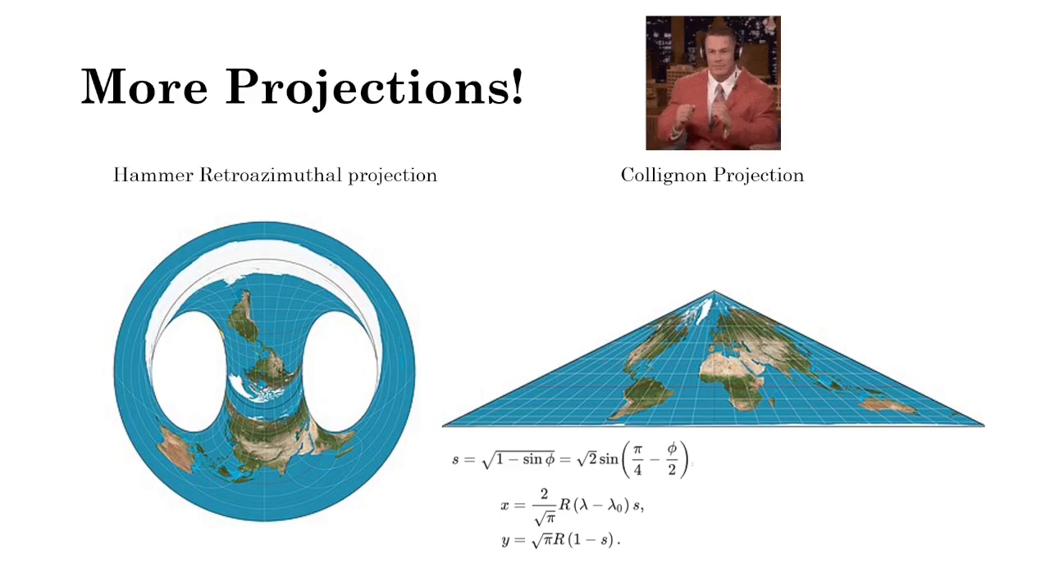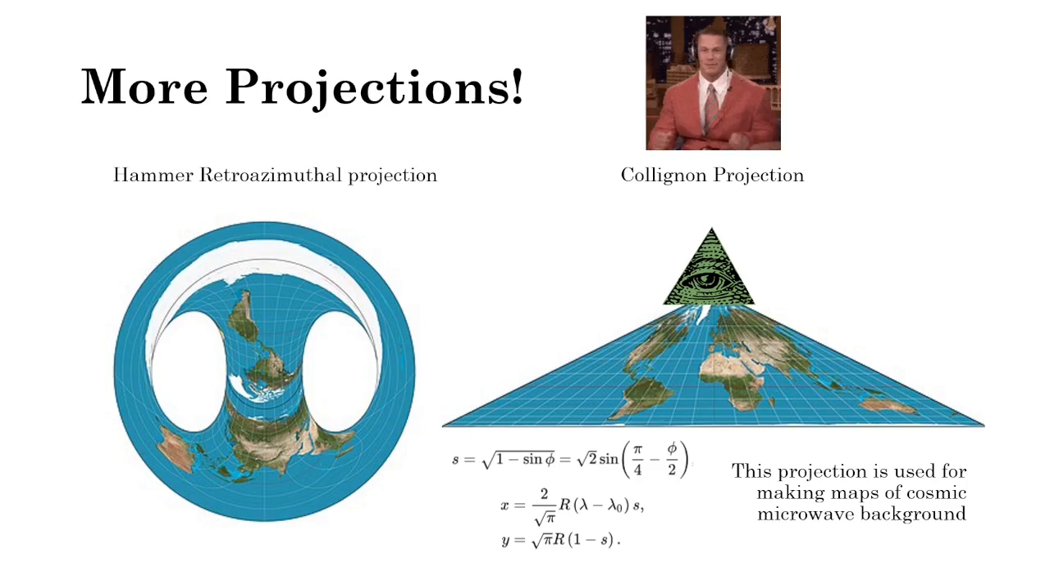And this is the Collignon projection. Collignon projection? I actually have no idea how to say that. I should have. And it looks like a pyramid a little bit. So yeah, this one is used for making maps of the cosmic microwave background. It has some cool science purpose. There's some math behind it. I showed you the equations. There's no math on the AP Human Geography exam, so don't bother learning it. And don't bother learning this projection at all. It's just for me to show you because it's fun.